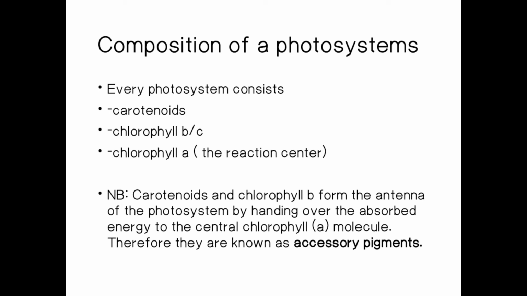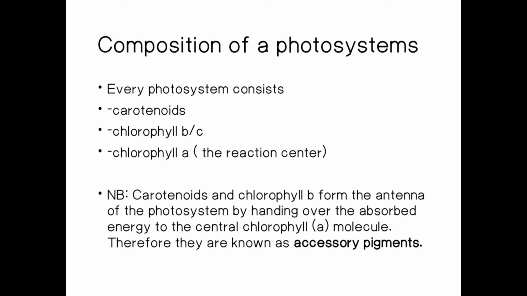Every photosystem, the funny thing is that the carotenoids and chlorophyll B or C, their role is to trap the light, the photons of light. You see, light can be regarded as a wave or matter. When we say matter, that means it has particles. Those particles, the smallest particles of light, are called photons, and each photon has a certain amount of energy. So when these chlorophylls, beginning with carotenoids and chlorophyll B or C, absorb this energy, they simply hand it over to the central chlorophyll A molecule.